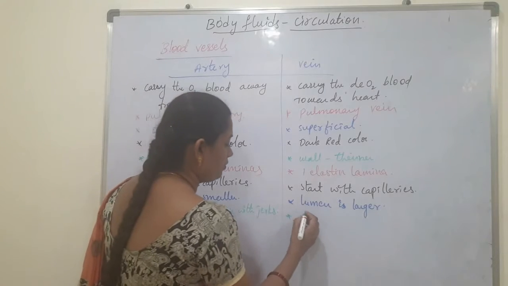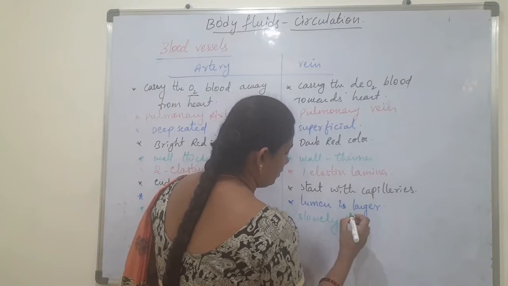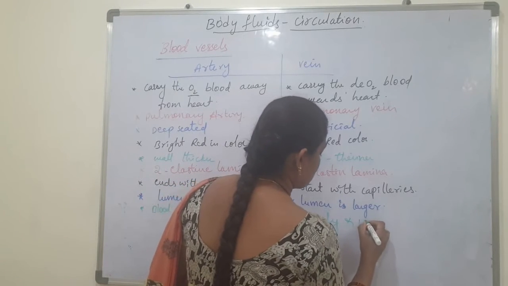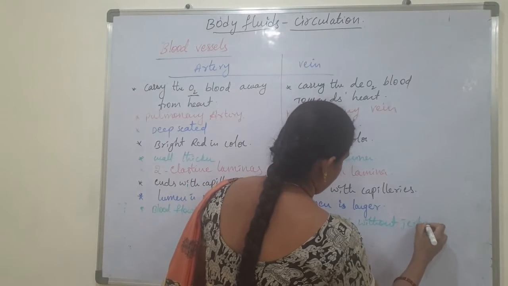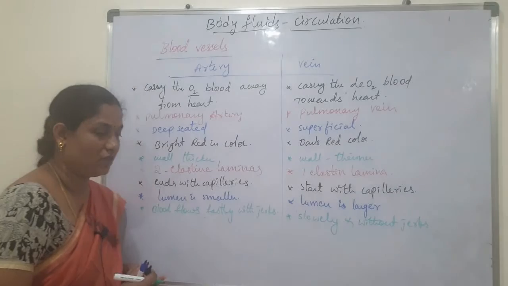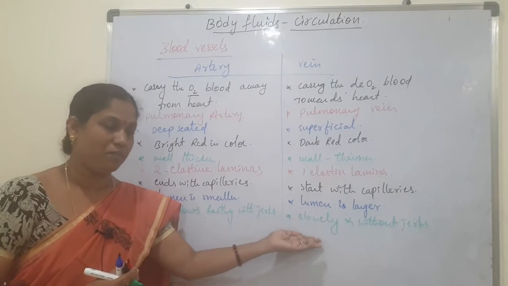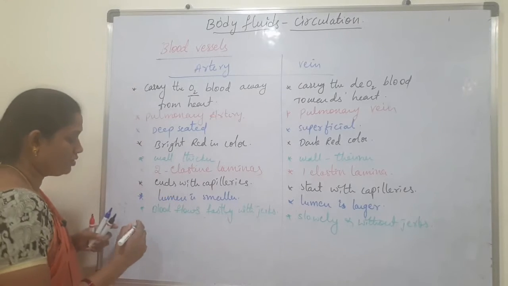Next, in veins the blood flows slowly and without jerks. The blood is collected from the body parts, and there is no pumping organ. So that's why it flows slowly, without jerks.